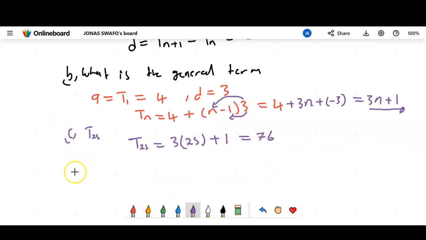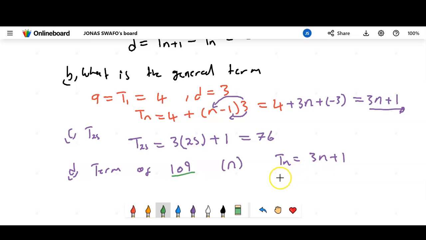Last but not least, they might ask you, what is the term of 109? When they ask you what is the term of something, what they're really looking for is this n, right? They've given you your Tn, so they said your Tn is 109, and what is the n? Now you're just going to say Tn equals 3n plus 1, right? For your Tn, they've given it to us, and they said our Tn is 109. So you're going to have 109 here, which is equal to 3n plus 1.